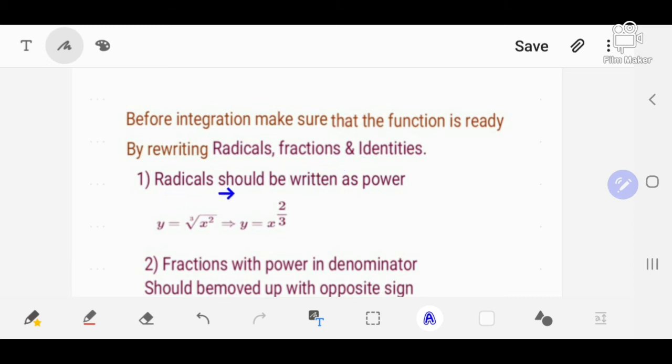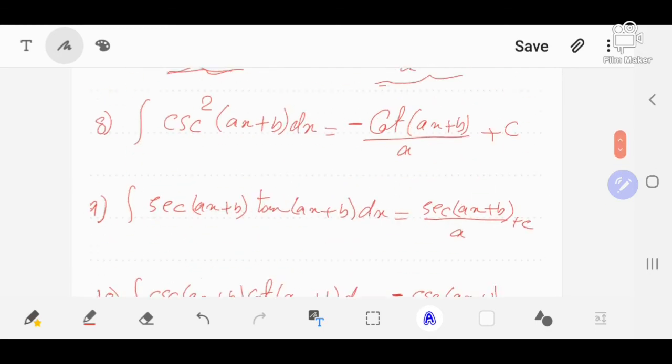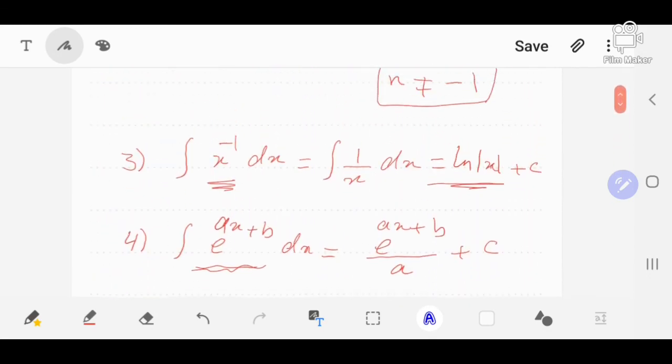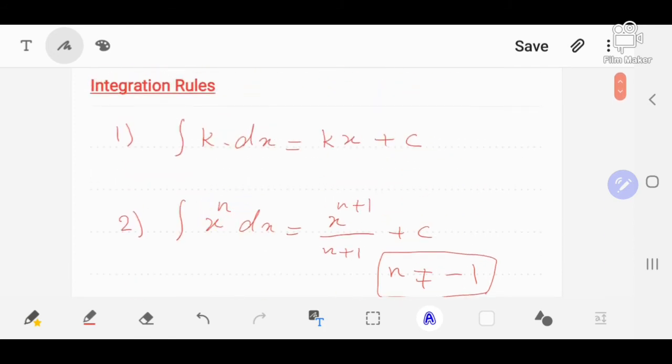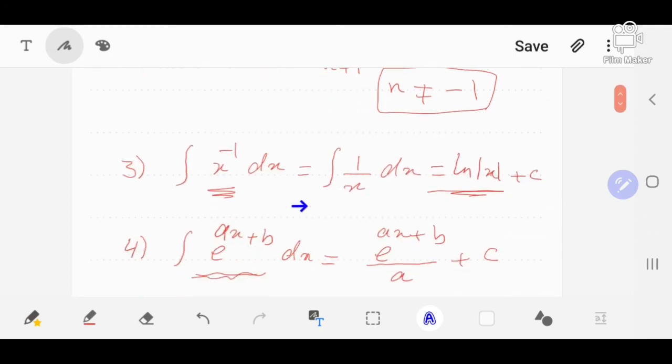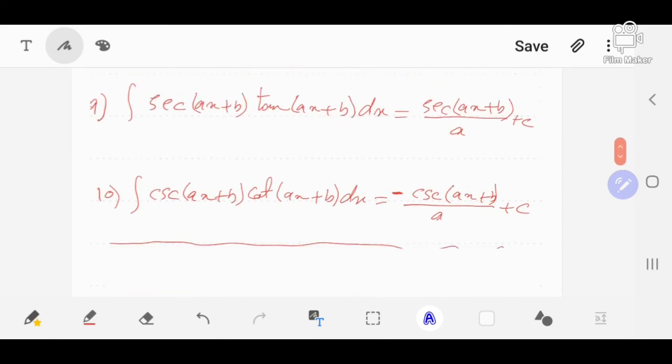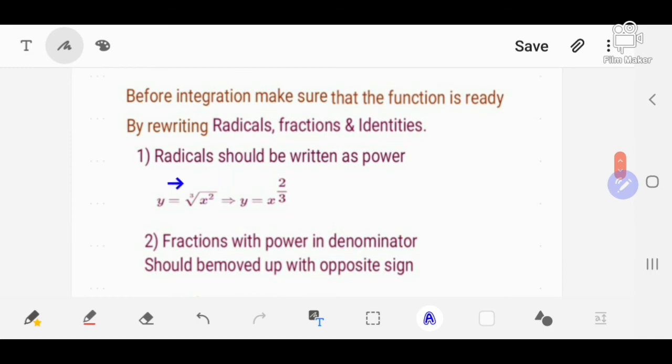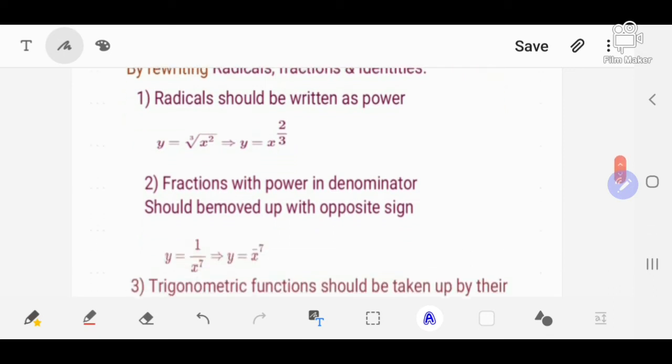Now, if you have a radical like x to the power of 2 under third root, we have no rule that represents such shape, because the rule that we have is x to the power of n only here. So whatever you need to integrate should look like this rule. Same for all, of course. So what should I do when I have such a radical? You have to write it as a rational exponent. Now you can apply the integration rule.